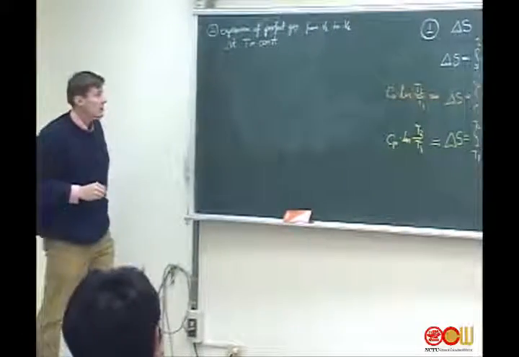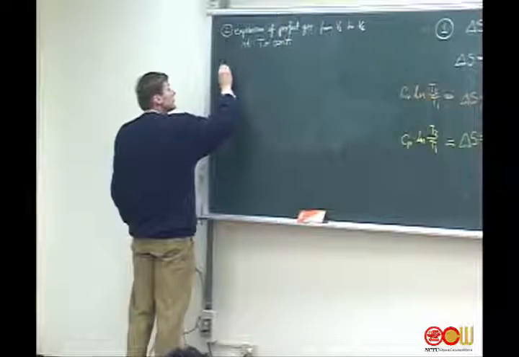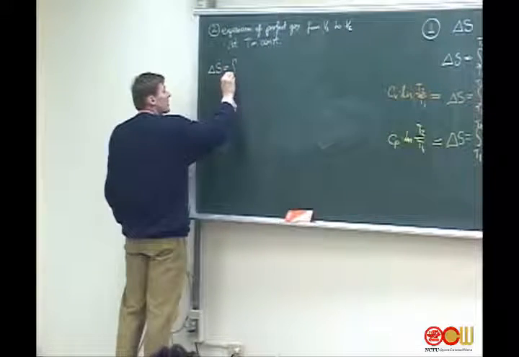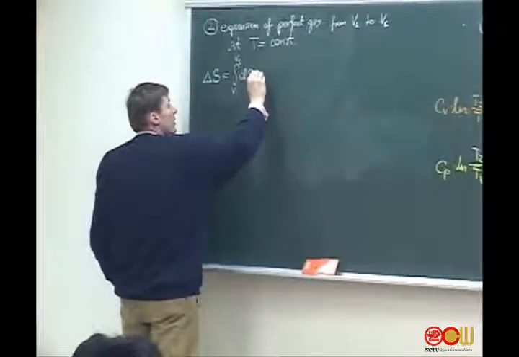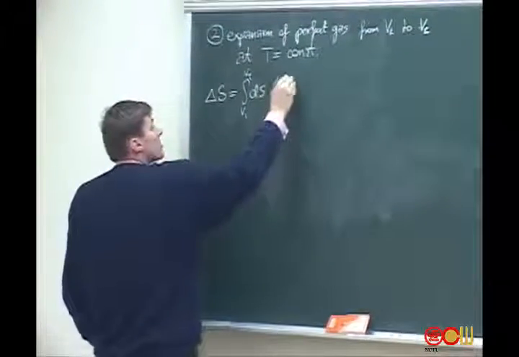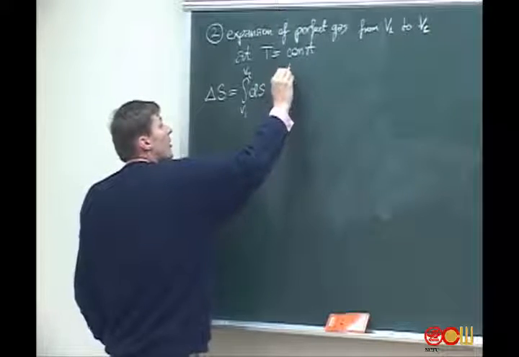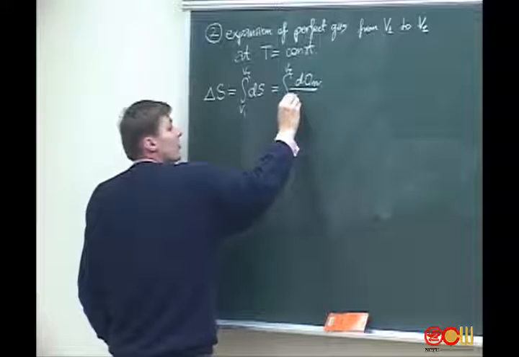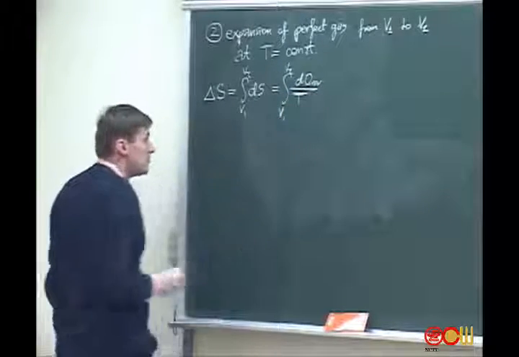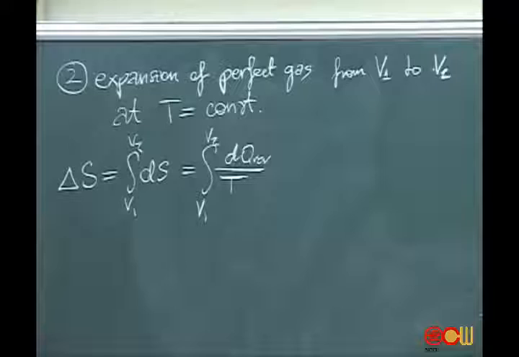How to calculate this one? We start exactly the same way. We have that entropy is the integral from V1 to V2 of small entropies, which is equal, of course, to the integral from V1 to V2 of dQ reversible over T. Now, how to calculate the heat of expansion of perfect gas? Well, here we should use the first law of thermodynamics.